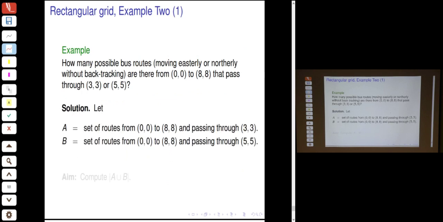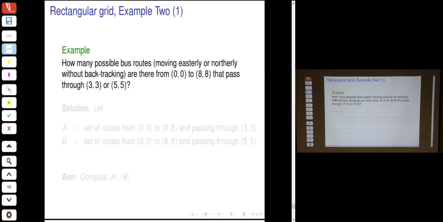Okay, so now let's look at a variation. Once we know the basic technique to count the number of routes, we can look at some variations. So here's a typical variation. How many possible bus routes, moving either east or north, just like the grid, are there from 0,0 to 8,8 that pass through 3,3 or 5,5?